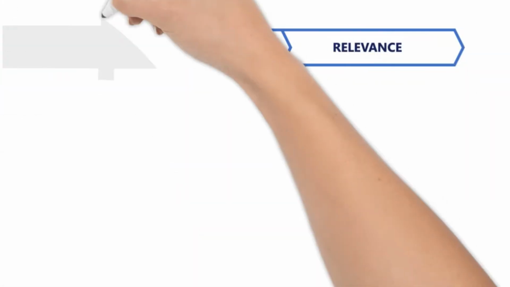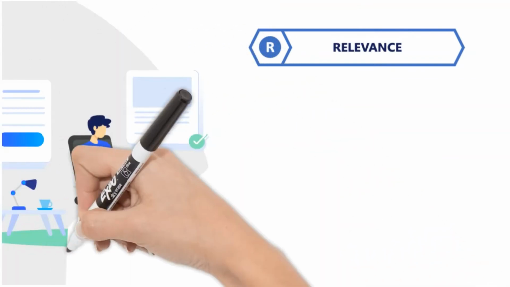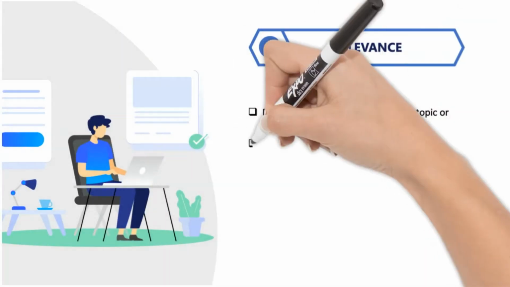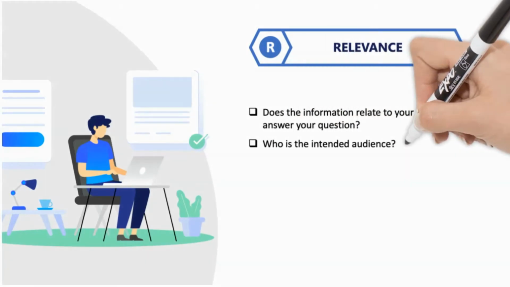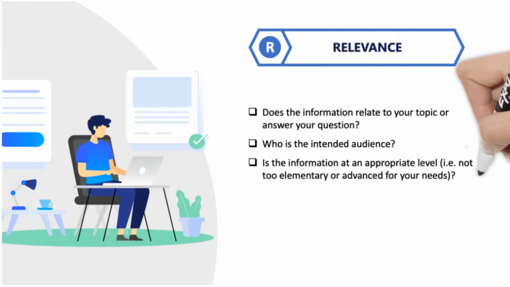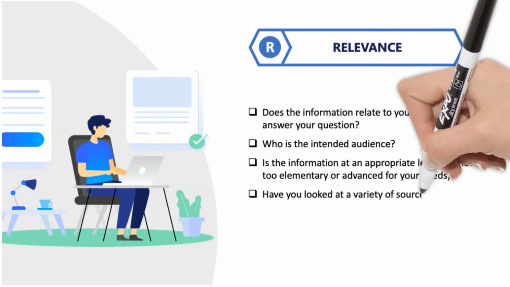For relevance, the first question to ask is if the website or online information is related to our topic of interest. Who is the intended audience? Are we part of that target audience? Is the information written and presented at an appropriate level? And have we looked at other websites or sources before deciding to use the information presented?